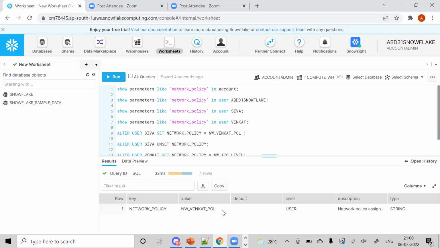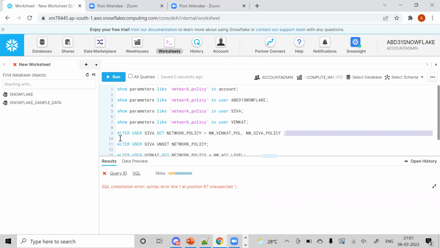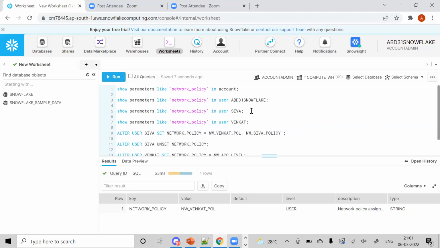At a time, as a user also, only one policy will be applicable. Okay, I cannot give like this, Shiva policy and the other one. It allows only one account level, one user level. That's all. Right. So I can create n number of policies and associate one at account level, and the others I can associate at different users, whatever I want to have as my architecture.